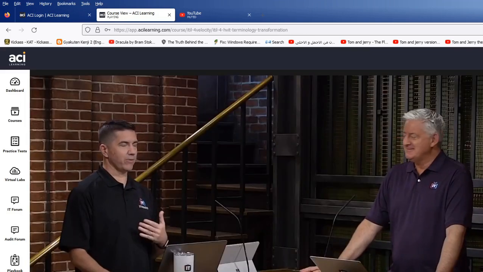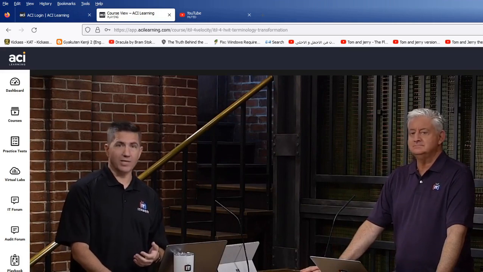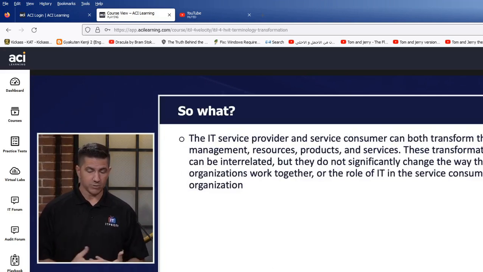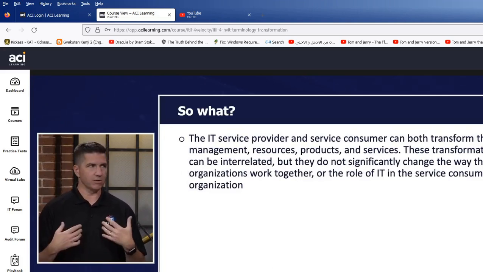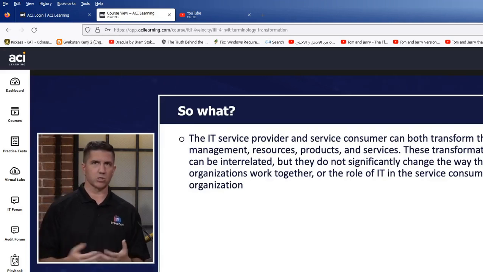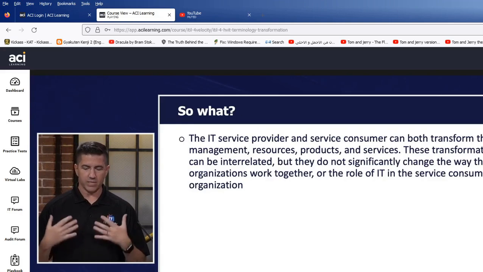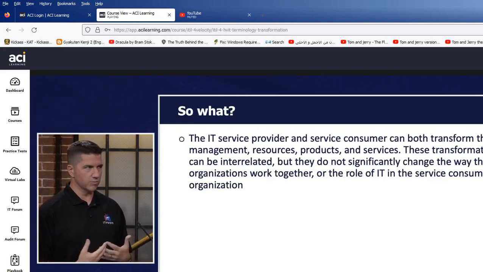All right, so remember, one of the things that we're talking about here now with a lot of these terms is the so what. And this is probably a big so what. Well, number one, the IT service provider and service consumer can both transform their management, their resource utilization, the products, the services, and they can be interrelated, but they don't significantly change the way that the organizations work together or the role of the IT in the service consumer organization.